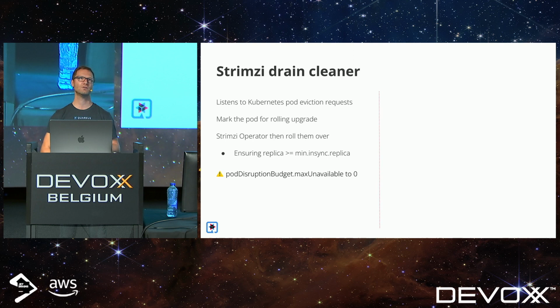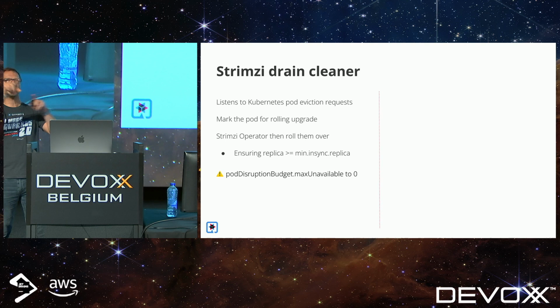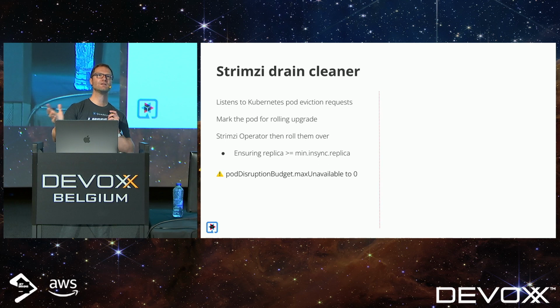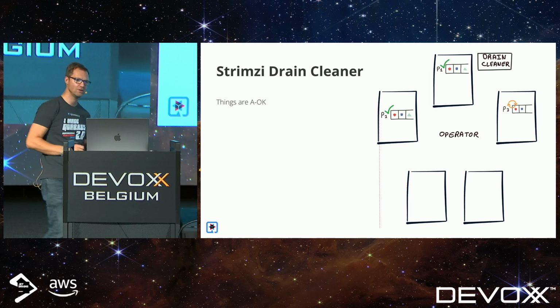So you listen to those, and you mark the pod for rolling upgrade, and then the operator is looking at it and knows about the state of Kafka and knows which one can be killed, right? So it's really a dance between Kubernetes, the operator, and that drain cleaner thing. So let's see it visually, because it's a bit complicated.